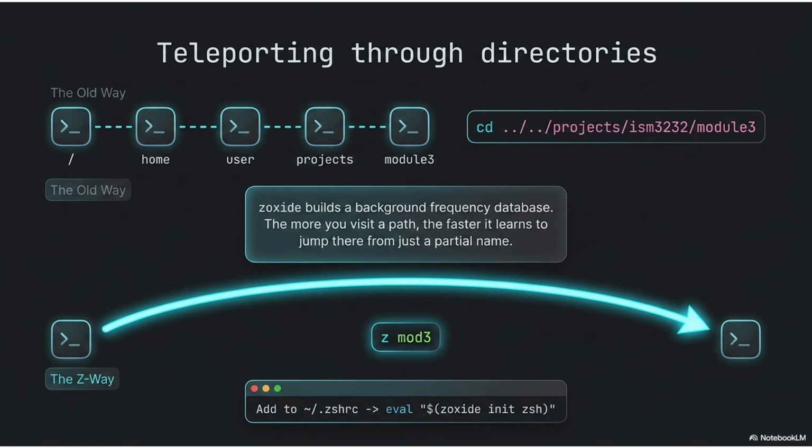Zoxide works by building a background frequency database of every directory you visit. The more often you go somewhere, the faster it learns to jump there from just a fragment of the path. Setup requires adding one line to your shell config, and that's eval "$(zoxide init zsh)". This is in the .zshrc file. After that, z replaces cd for any directory you visited before. The time saved over the semester, across hundreds of navigations, is going to be substantial. Install it on day 1.